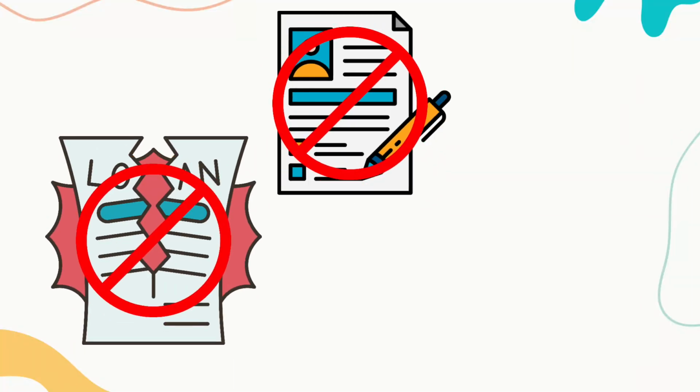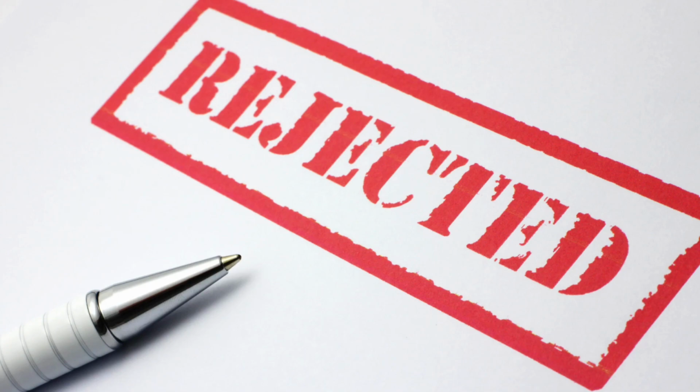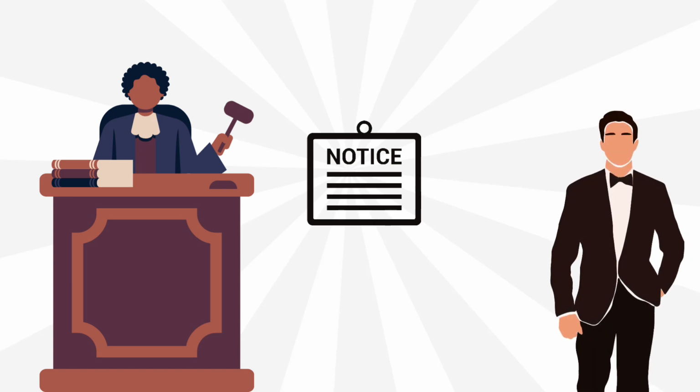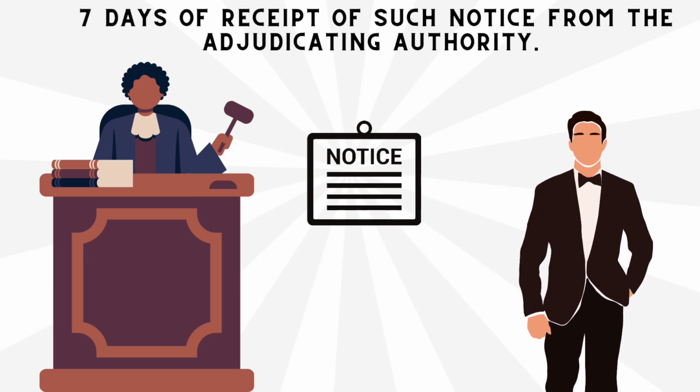However, if the default has not occurred or the application is incomplete or any disciplinary proceeding is pending against the proposed resolution professional, it can reject such application. But the adjudicating authority, before rejecting the application, has to give a notice to the applicant to rectify the defect in the application within 7 days of the receipt of such notice from the adjudicating authority.